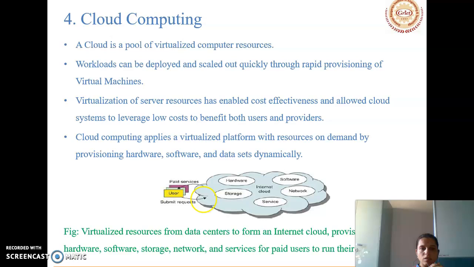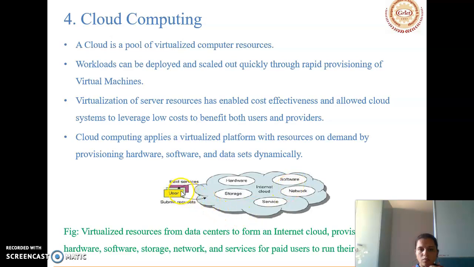See here, you know the cloud definition. Cloud is providing services, applications, data, and infrastructure as a service to the end user. Here is the user, and there are paid services as well as free services. Whatever services are needed by the user, those services are provided by the cloud, like hardware, storage service, network as a service, and software as a service.